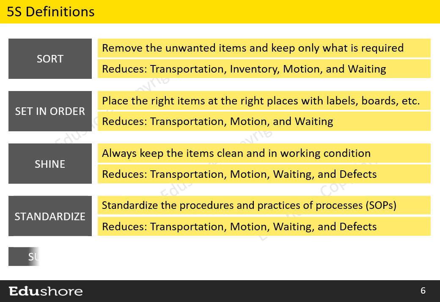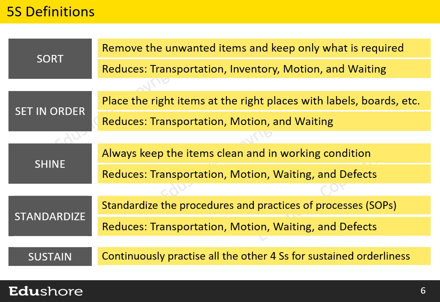And the 5th S is sustain. This implies that we need to continuously practice all the above 4 S for sustained orderliness of processes.